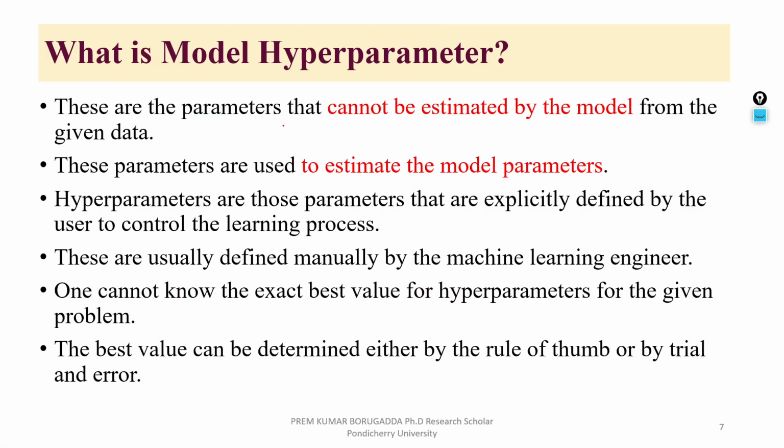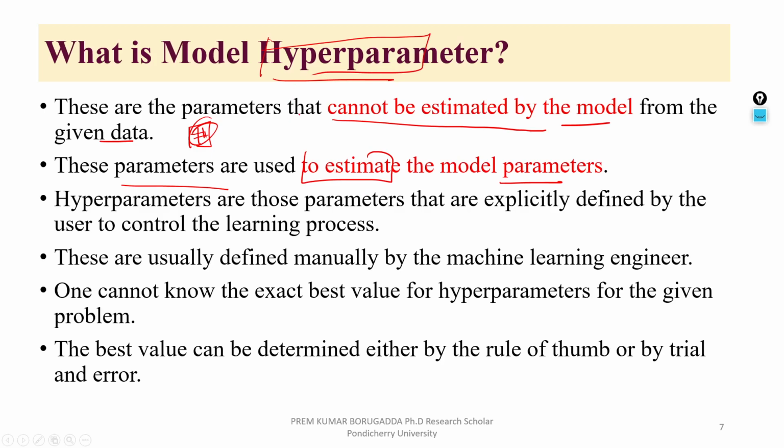So here the parameters cannot be estimated by the model from the given data. So what data are we given? From the data we are not going to calculate the hyperparameters. These are the parameters used to estimate the model parameters. For estimating the model parameters we are going to use these hyperparameters.